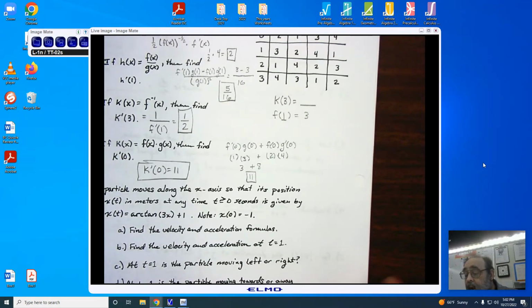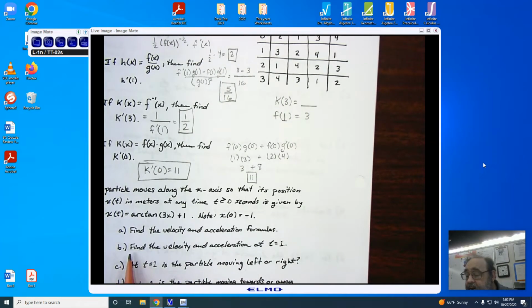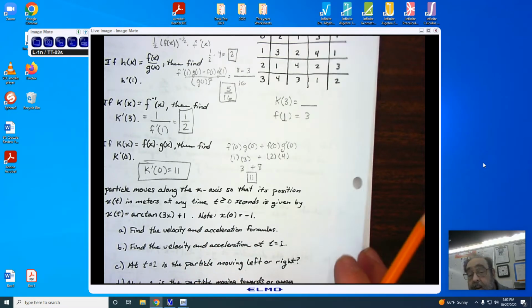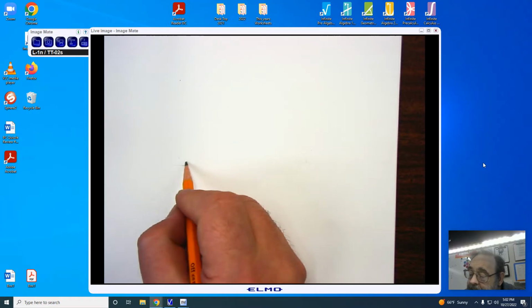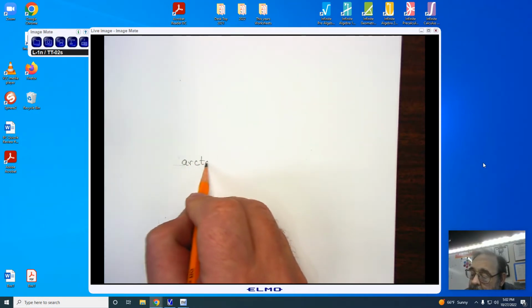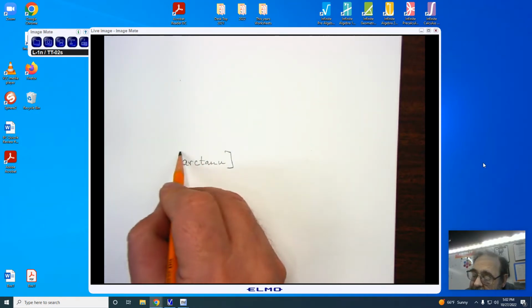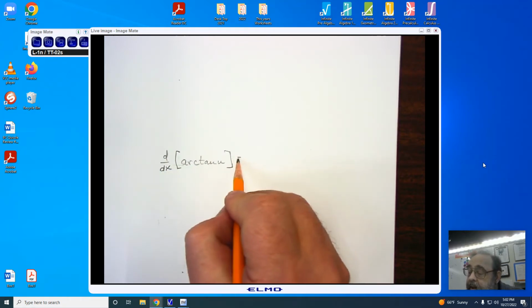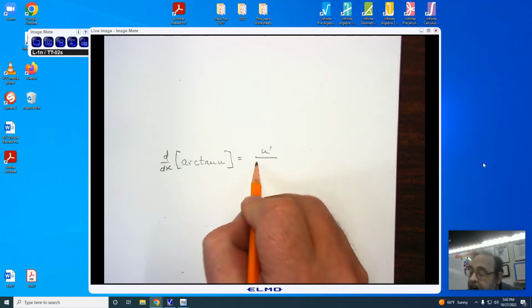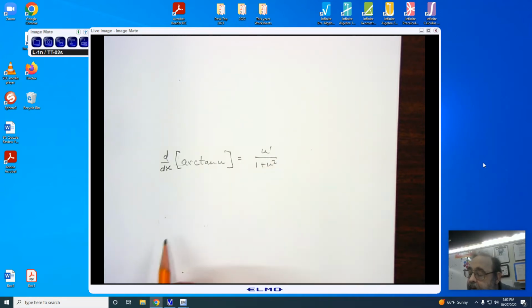Now, the first thing that I'm going to need to do is find my velocity and my acceleration. I'm going to go to a separate piece of paper in order to do this. We know that the arctangent of u, when we take our derivative in terms of x, d/dx, is u prime divided by 1 plus u squared.